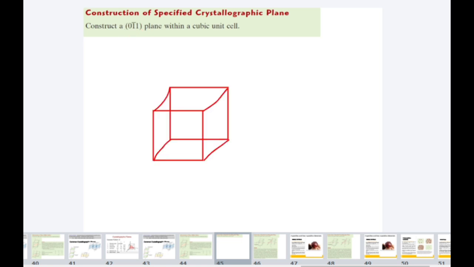Now look here. Those who don't know, we have 0, -1 and 1. So 0 means we should understand that it is not touching side A. This is side A. Right? This is A, this is B, and this is C. So it is not touching side A, and then we have -1, meaning B is -1.